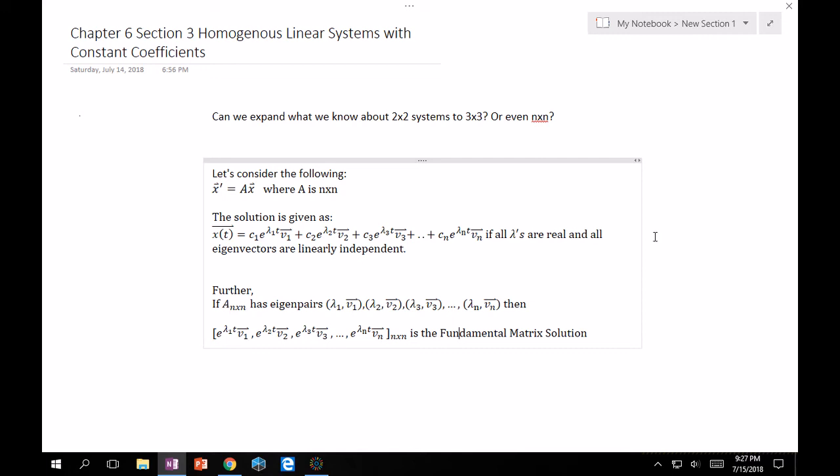Great. Now further, if A, n by n, has eigenpairs, where an eigenpair is just an eigenvalue with its corresponding eigenvector, lambda 1 v1, then lambda 2 v2, lambda 3 v3, etc., lambda n vn, then in each column, if you place e^(lambda 1 t) v1, so that would be the first column, and then e^(lambda 2 t) v2, that's the second column, all the way up to e^(lambda n t) vn, thus constructing a square matrix. This is known as the fundamental matrix solution, which will play a huge role in I think about 2 to 3 sections here.